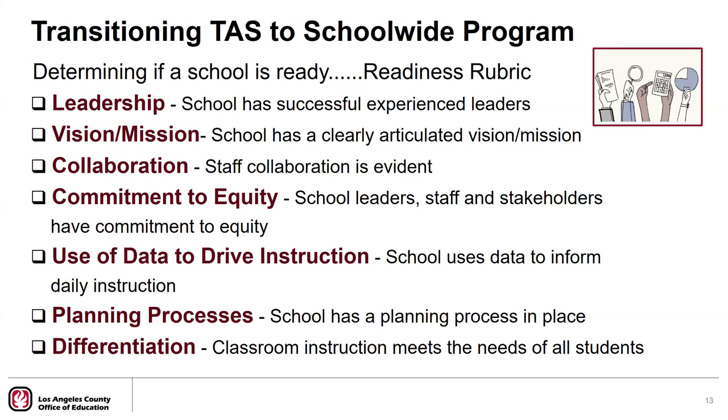Does the school have a planning process already in place, or does one need to be created or modified? And lastly, differentiation. Is there actual differentiation happening in classroom instruction that meets the needs of all students? So completing the readiness rubric with the school will guide the district in providing any additional support to the school as this year-long process begins.